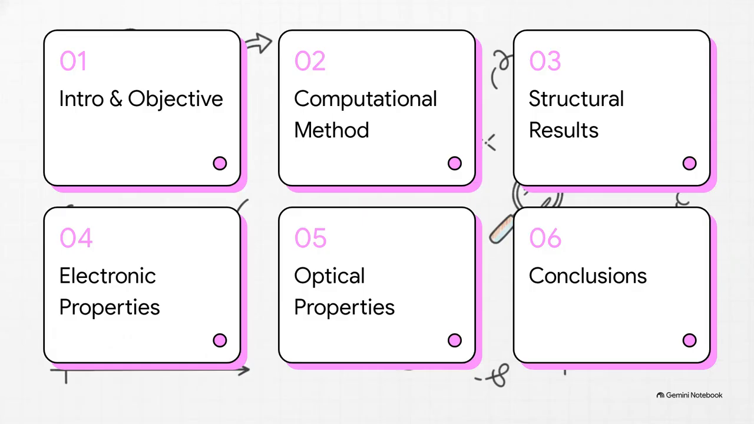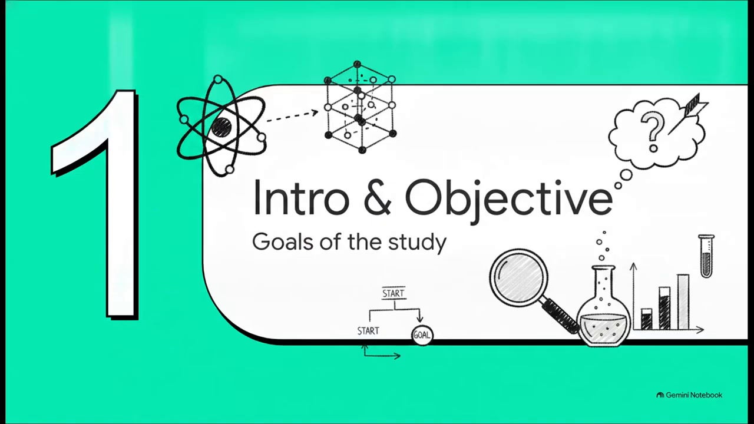Here's a quick look at our roadmap. We'll start with our introduction and objective, move through the computational methodology and structural results, then break down the electronic and optical properties, and wrap it all up with our conclusions. Section 1. Introduction and objective.